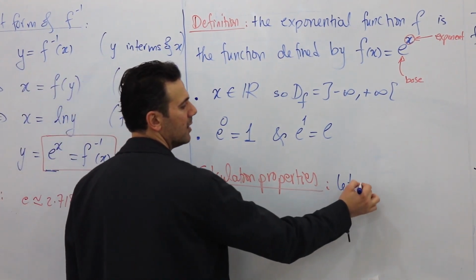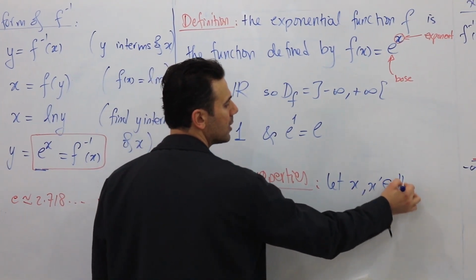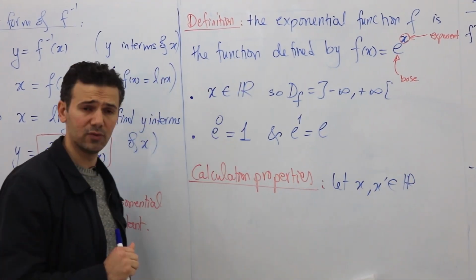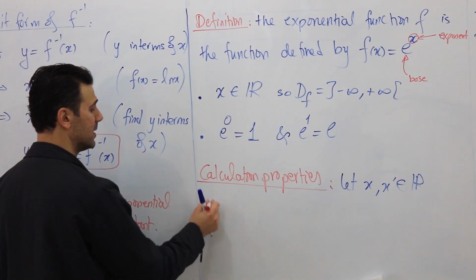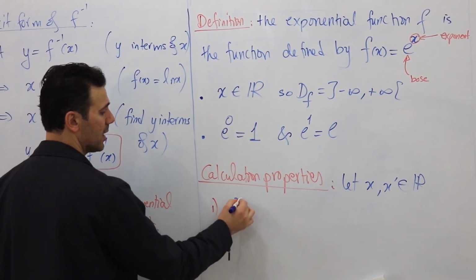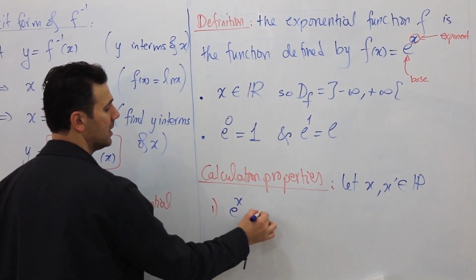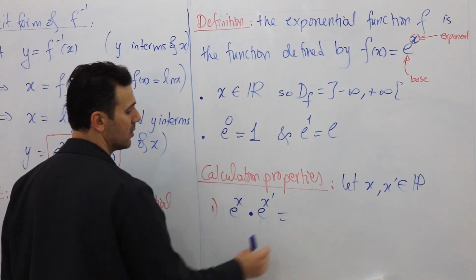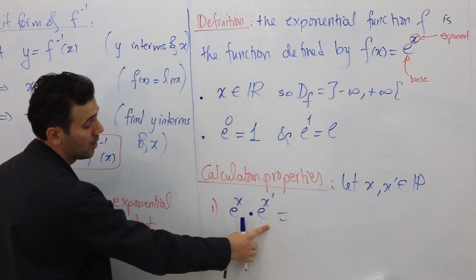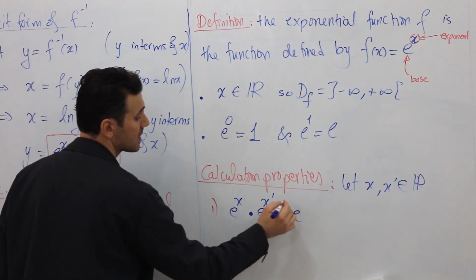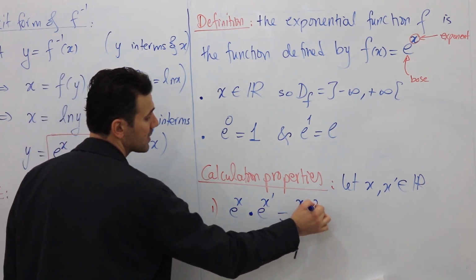Let's say we have x and x prime belonging to R, any two real numbers. The first property says that e power x times e power x prime, as you know, we have the same base. In algebra, we know that it will be e power x plus x prime.